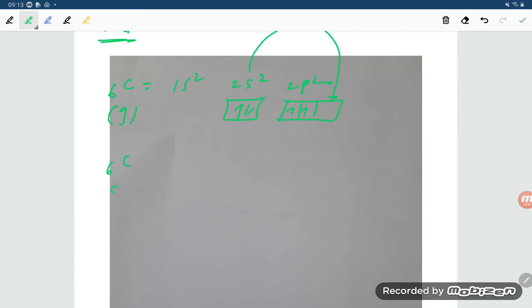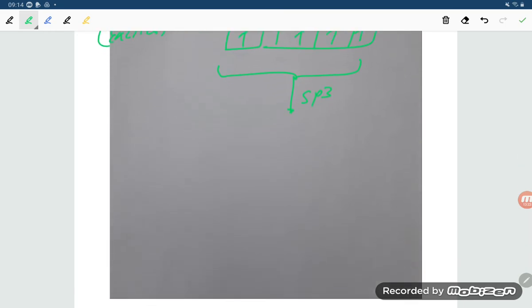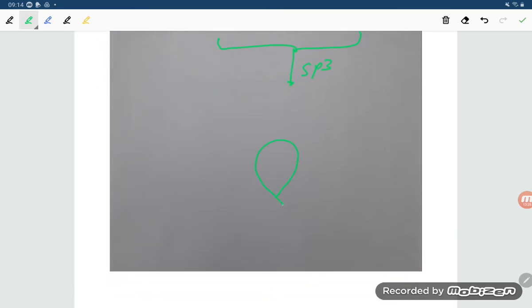Carbon 6, we are sending to the excited state. So in the excited state, this is 1s2, 2s1 and 2p3. So here there will be 1, and here 3 are there, right? Now all of this is going to undergo hybridization. What hybridization? sp3. So it is going sp3, so this is forming like this hybridization, student.